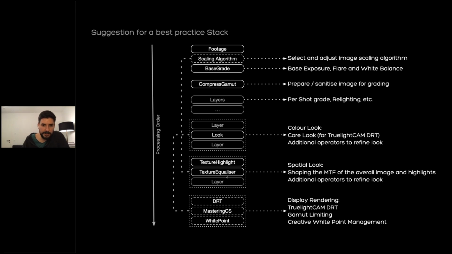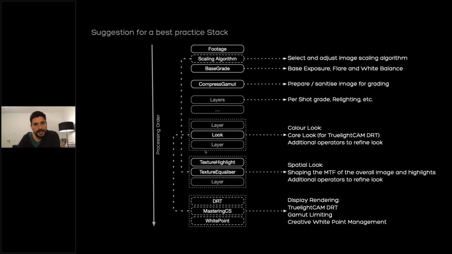And of course, putting a texture equalizer to shape the overall MTF of the image and shape the texture of your project. And this could also include several other spatial operators like sharpen, diffuse, soften, for example.